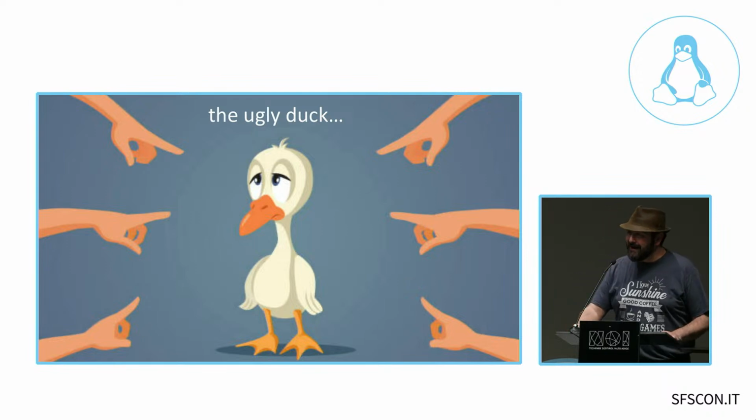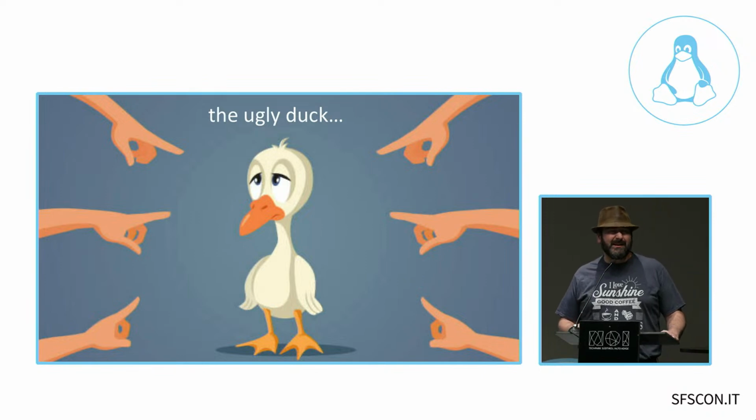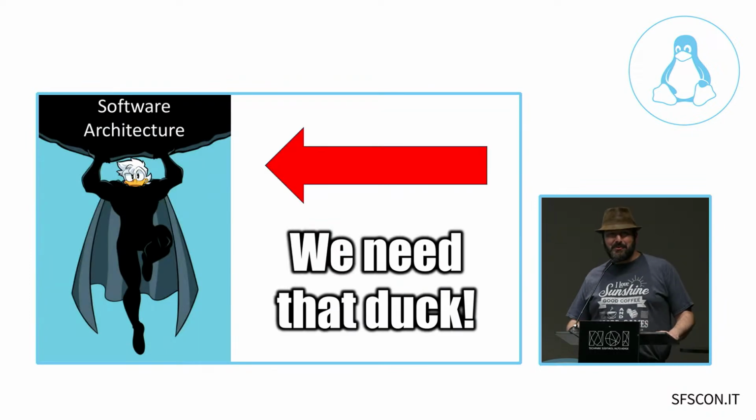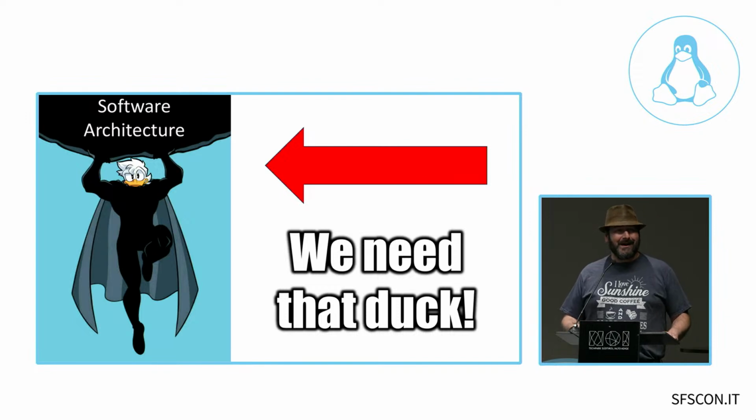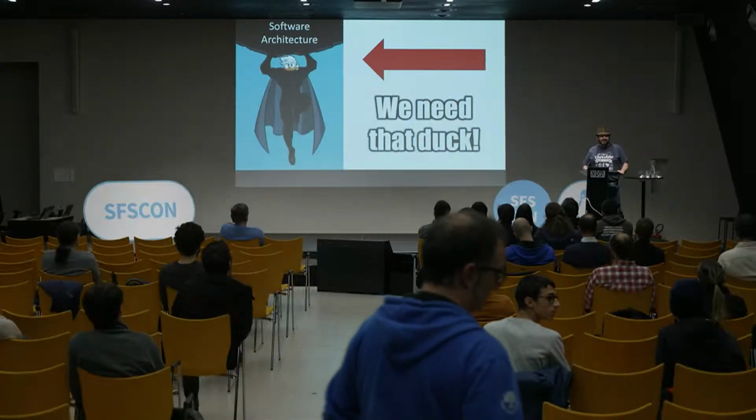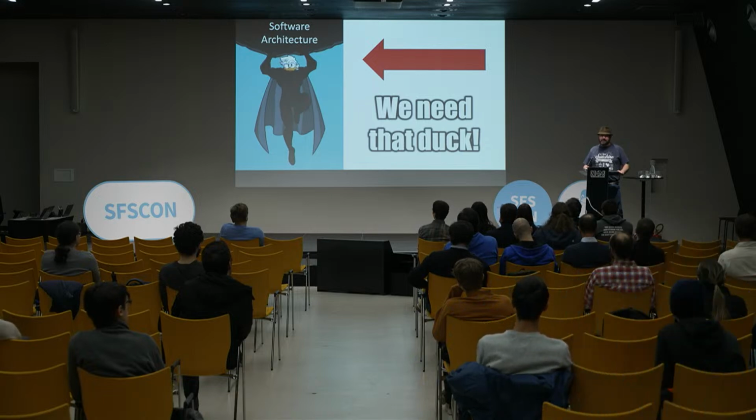So usually these kinds of requirements are a little bit of the ugly duck that everybody, okay, yeah, it's here, but it's a kind of duck we need, right? So in the end, it will be the duck that will save the day, because without having these requirements well-defined, we don't know what to do in our software architecture, right? We need this.